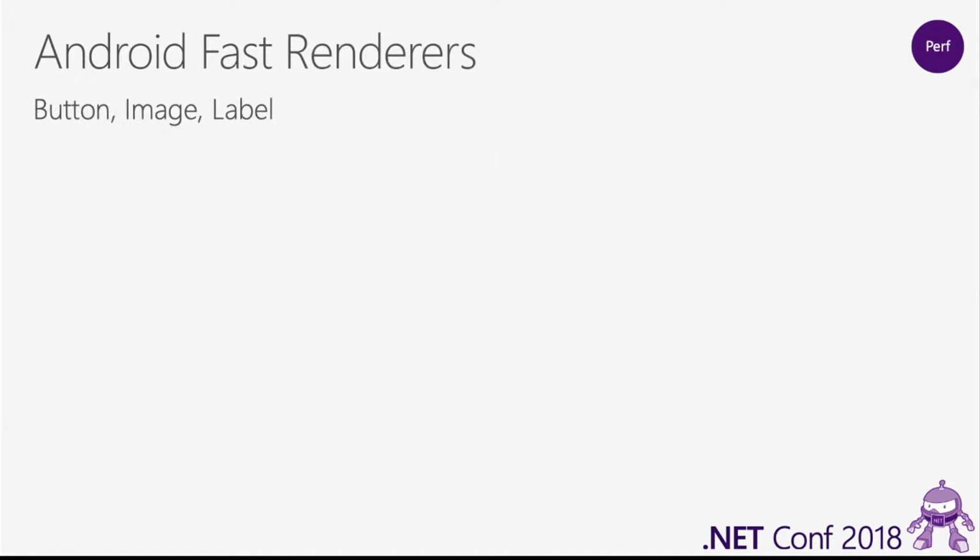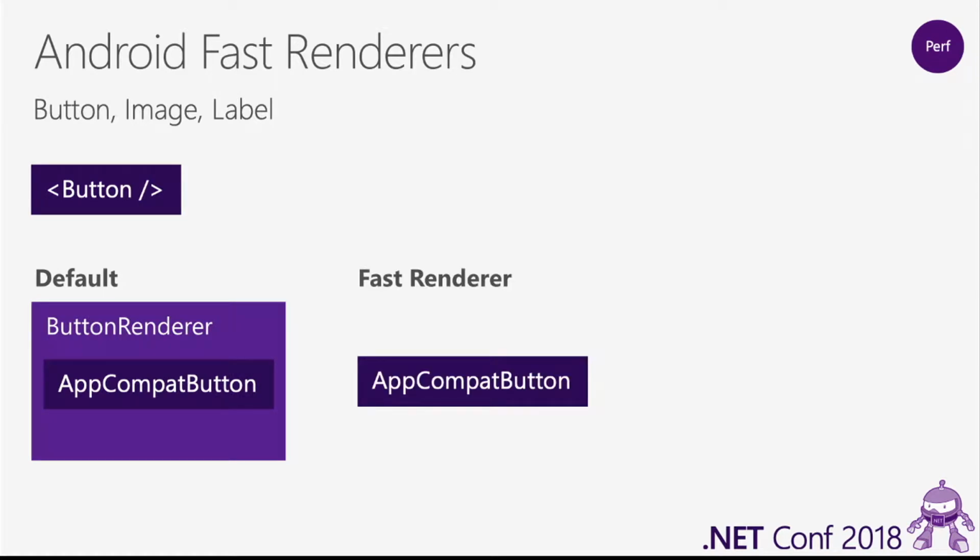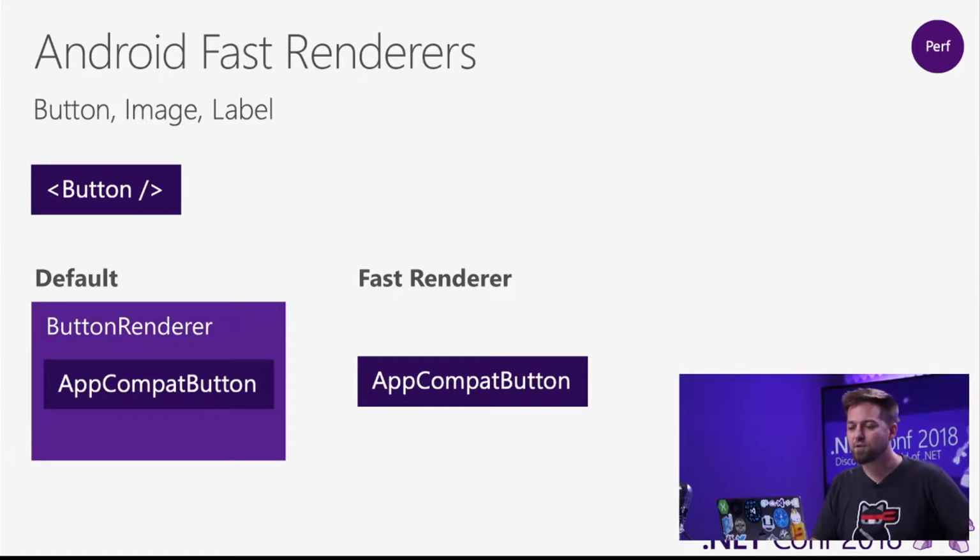Android fast renderers. If you're a longtime Xamarin Forms user, you're aware of this. If you're new to Xamarin Forms, I'll explain what happens here. When you ask for a button in XAML, what you actually get when that's rendered on Android is a button renderer with the app compat button inside of it. So in terms of Android view inflation, you actually inflate 2 views. So that's not ideal. And more views slows things down, creates deeper nesting in your UI.